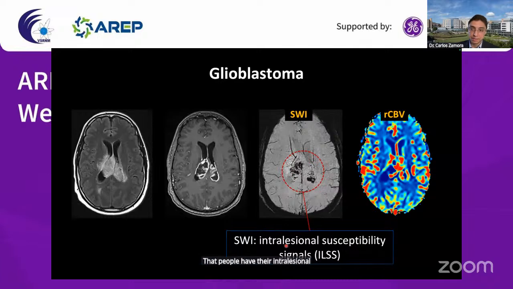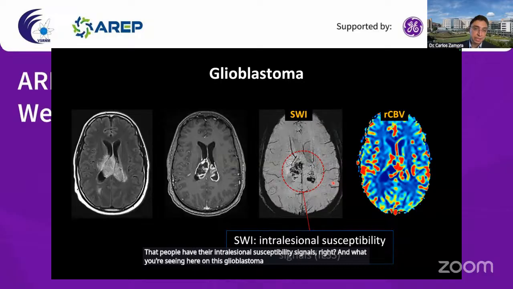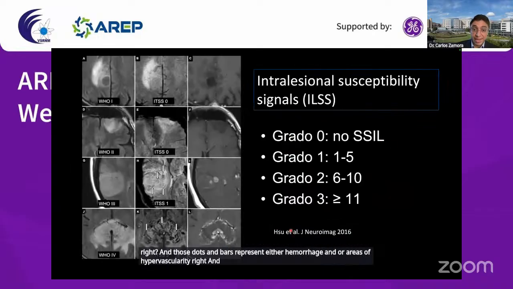Susceptibility signals, right? And what you're seeing here on this glioblastoma is the presence of dots and bars, right? And those dots and bars represent either hemorrhage and/or areas of hypervascularity, right? And of course, we do not count them, right? But people have counted them for the purpose of research.